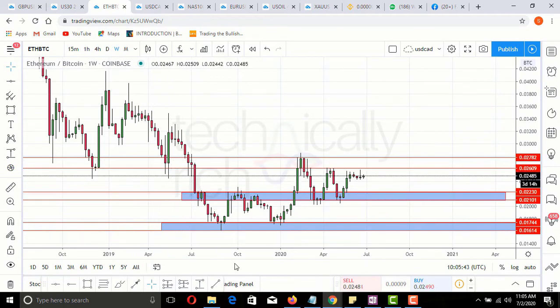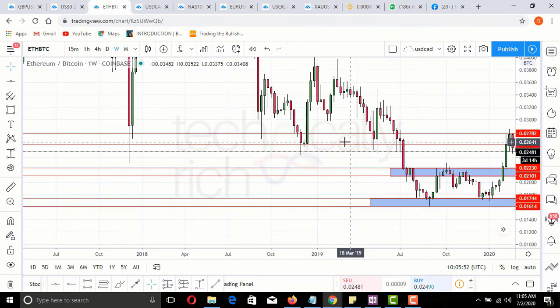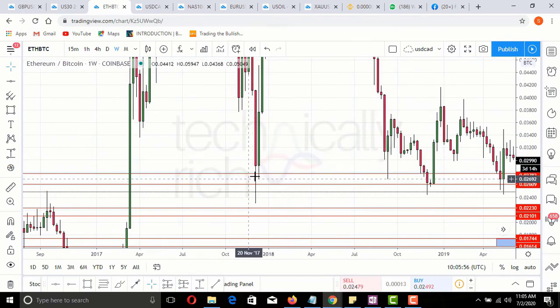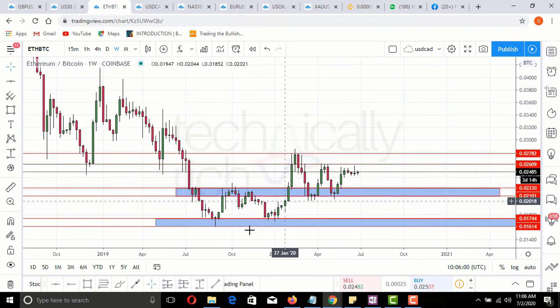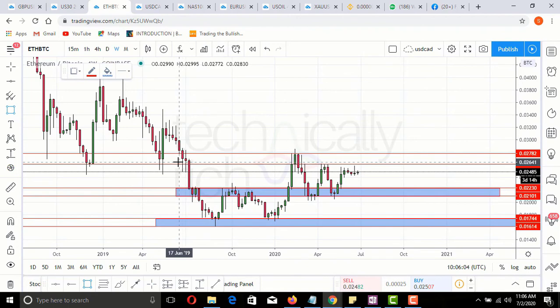Look at this area. Yeah, this is now acting as a supply, but look at right here, it was acting as a demand. All right, here also. Okay, so you can see the market truly moves from zone to zone. Okay, the market moves from zone to zone.